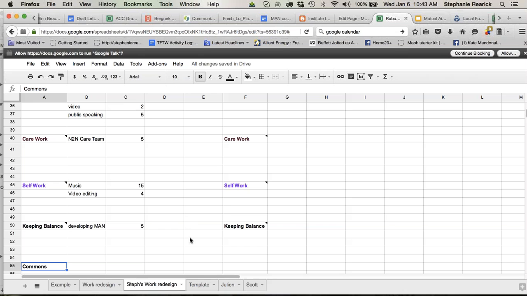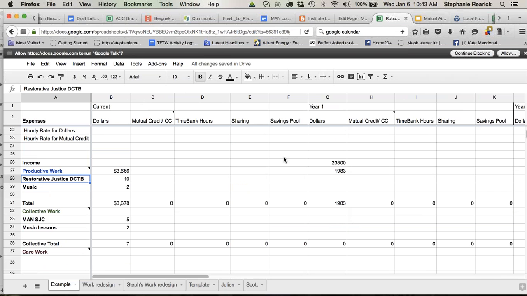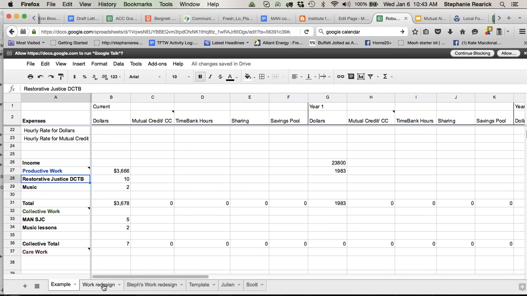So should we jump into this piece and I can show how the work redesign maps to this, or do you want to back up and ask any questions or make any suggestions about this work redesign piece? Okay, so feel free to speak up if I end up moving on and you want to back up, and otherwise I'm going to come over here.